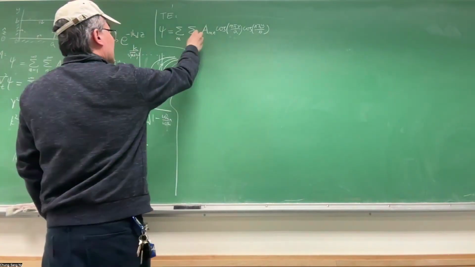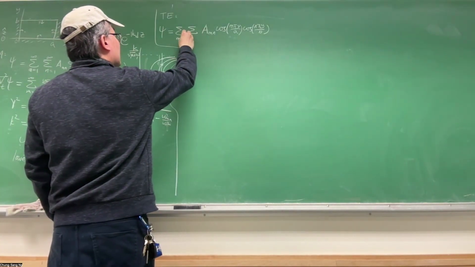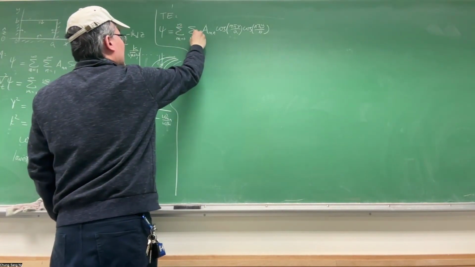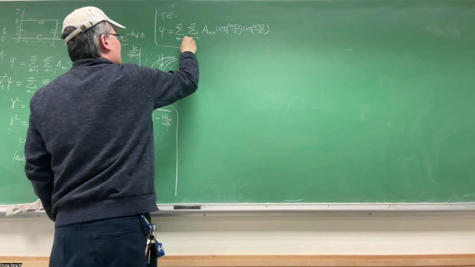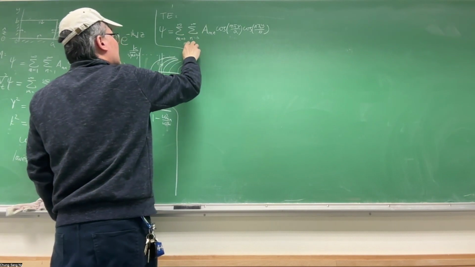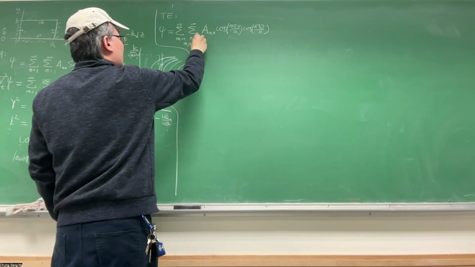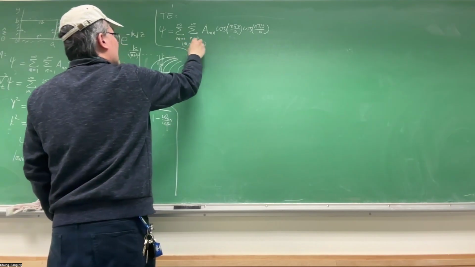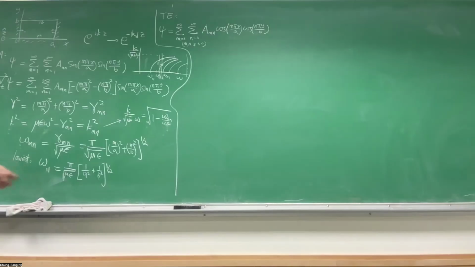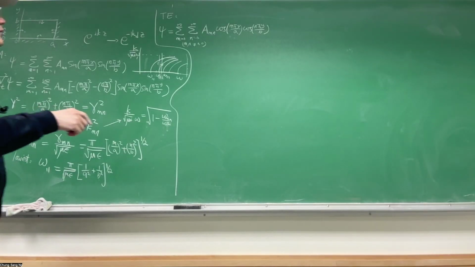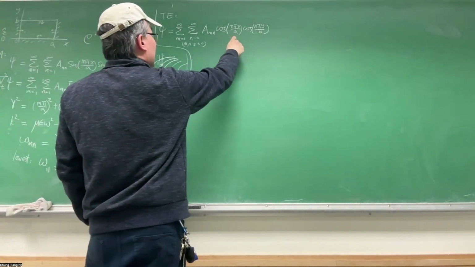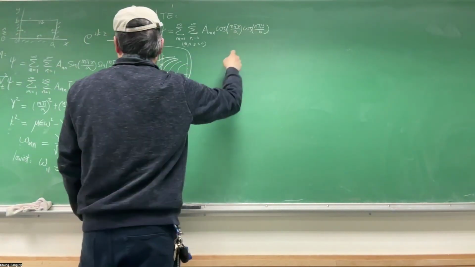So we say that m and n can be anything up to infinity, but m, n is not equal to 0, 0. Exclude this mode, right? So the lowest mode will be either 1, 0 or 0, 1.